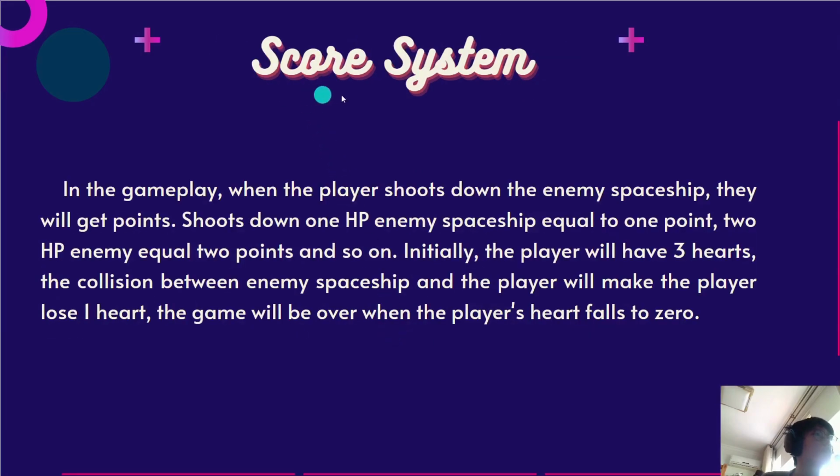The third is score system. In the gameplay, when the player shoots down an enemy spaceship, they will get points. Shooting down a 1 HP enemy spaceship equals 1 point, a 2 HP enemy equals 2 points, and so on. We are going to set the enemy's HP to a random value, at most 10, so you can get 1 to 10 points randomly.